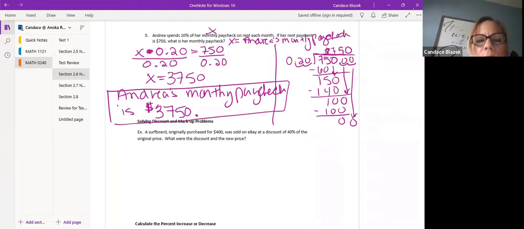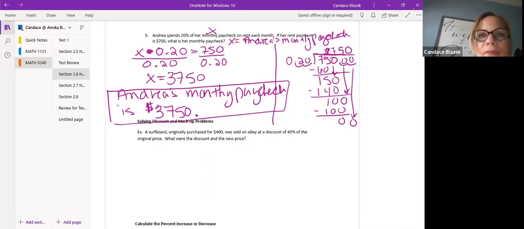Now, the next example we have is solving discount and markup problems. This example states, a surfboard, which originally was purchased for $400, so that's the original price, was sold on eBay at a discount of 40% of the original price. What the question wants us to find is, what were the discount, number 1, and the new price, number 2?